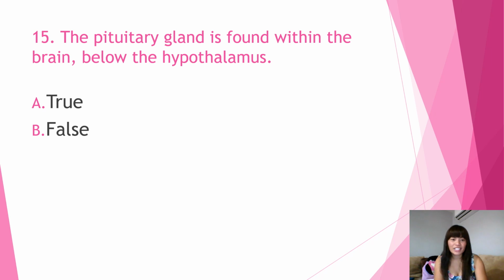Okay, number 15. The pituitary gland is found within the brain below the hypothalamus. Is it true or false? Okay, the pituitary gland is found within the brain below the hypothalamus. Hypothalamus. Okay, answer is A, true.